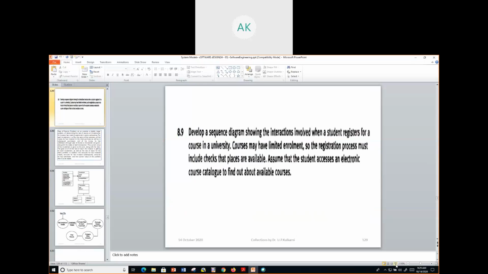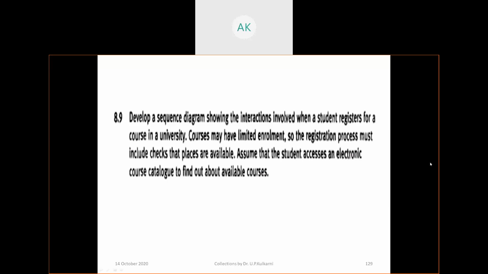Now look at that, Unit 2, a kind of preparation, right? See here: develop a sequence diagram showing the interaction involved when a student registers for a course in a university. A course may have a limited enrollment. This is the kind of statement you get. Your software engineering examination is a collection of such questions. I wanted to know from you, is that okay? Shall we move to the next one?